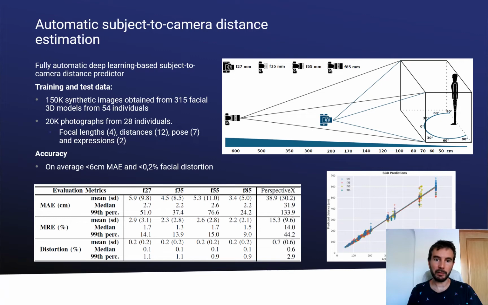The accuracy of the algorithm is quite impressive, with an average error lower than 6 centimeters, and more important, a facial distortion error estimation lower than 0.2%. That is to say, bigger errors occur at bigger distances where the perspective distortion effect is smaller. This behavior is observed in the graph at the right bottom of the slide.